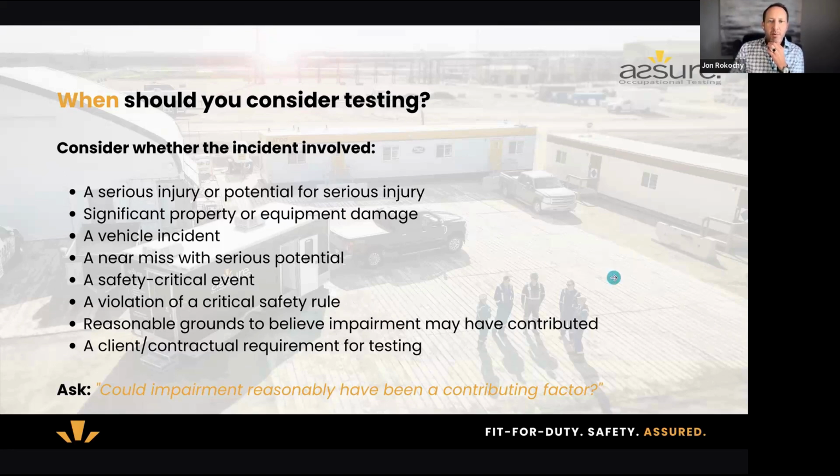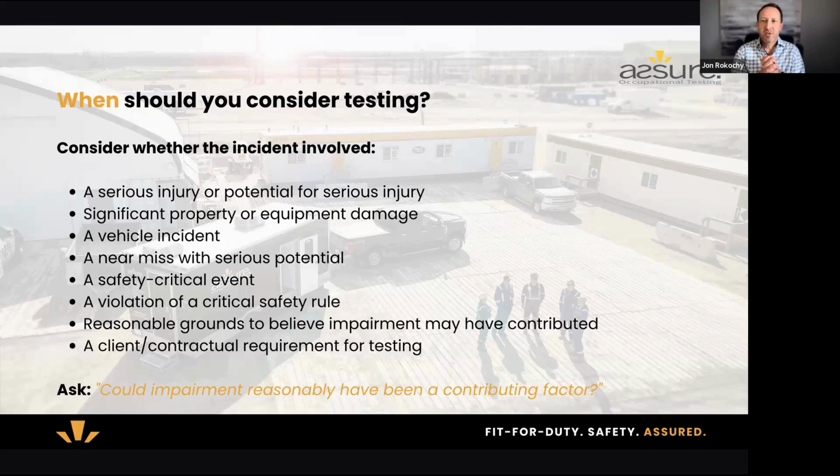Was there significant property or equipment damage? Was there a vehicle incident, a near miss, safety critical event? Again, that's just highlighting your company might call it different things: near miss, safety critical event, a violation of a safety critical rule. Was there reasonable grounds to believe impairment may have contributed?